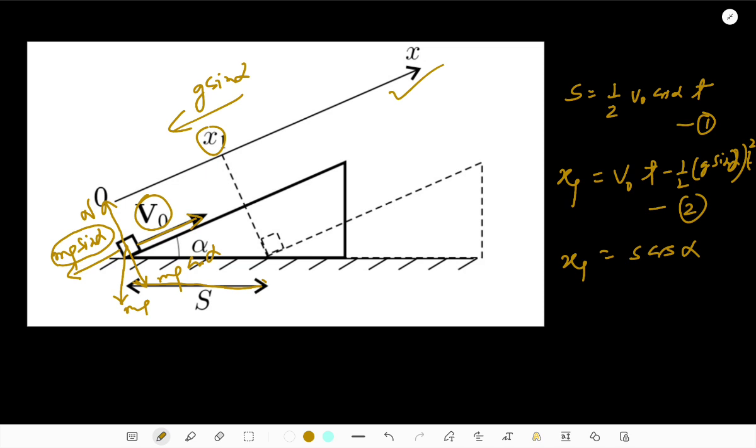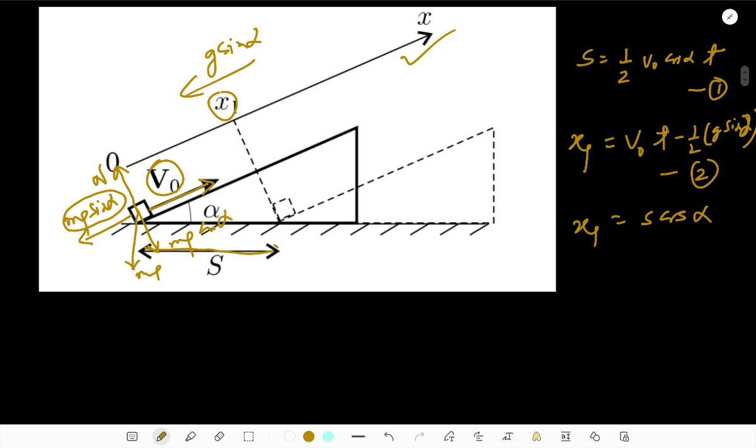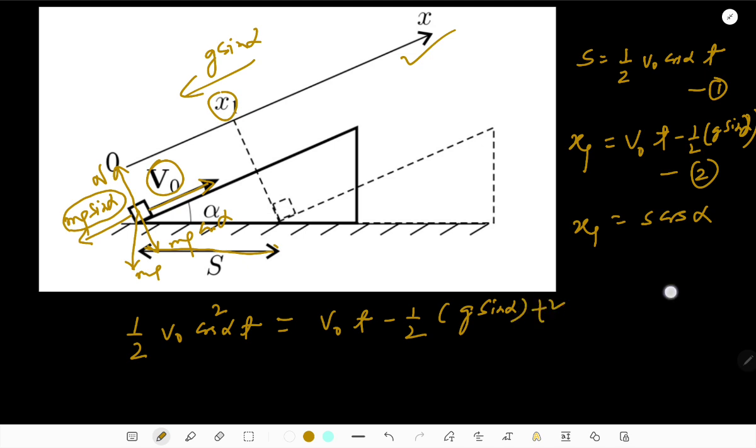And if I can relate both of them, that means s I can write as half v naught cos alpha t, multiplied by cos alpha, so it becomes cos square alpha. That is x1, and I can equate it with the other x1 I wrote, v naught t minus half g sin alpha t square.